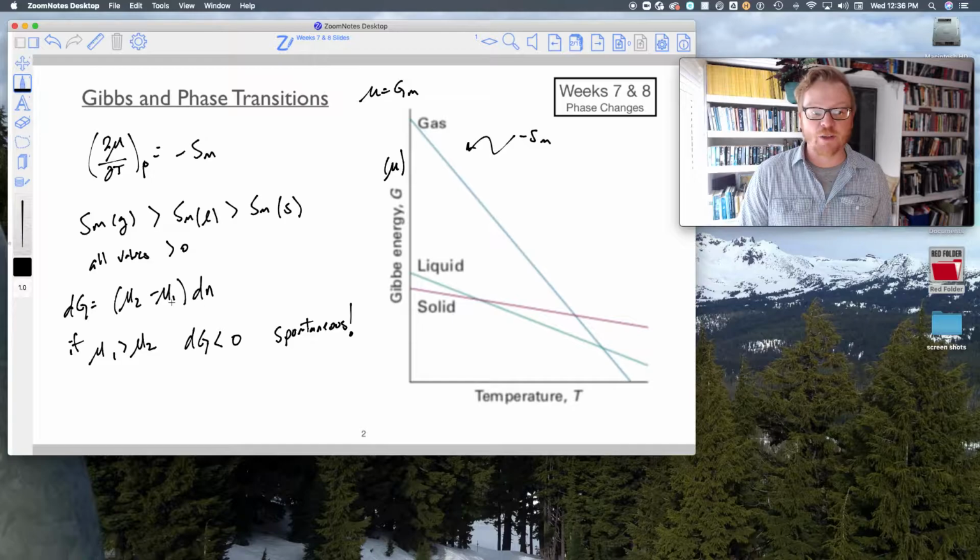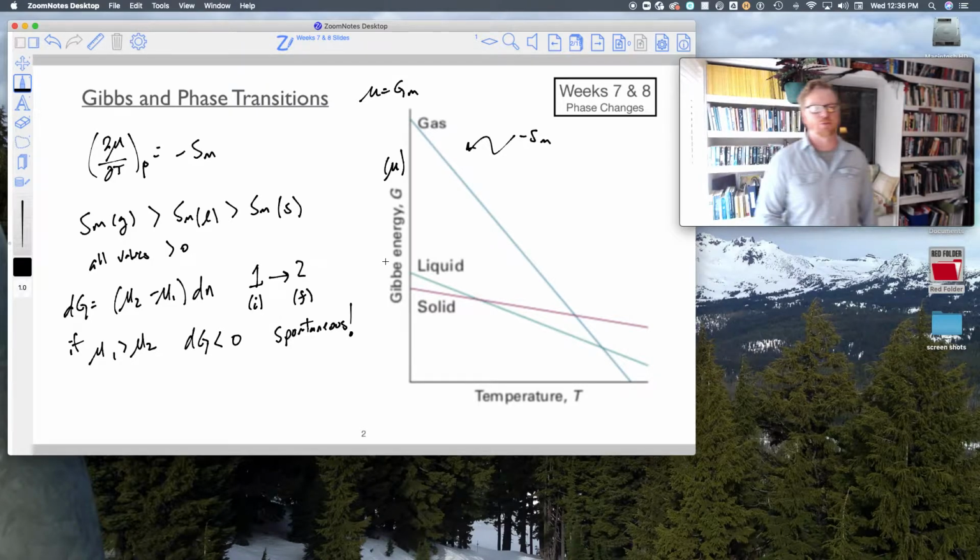And of course, if it's the other way around, if mu2 is greater than mu1, then delta G would be positive, and that's not spontaneous. And of course, this is for going, I'm going to indicate that our phase transition in this way, right, it's final minus initial, okay? So this would be going from phase 1 in the initial condition to phase 2 in the final condition. So I should have set that up first.